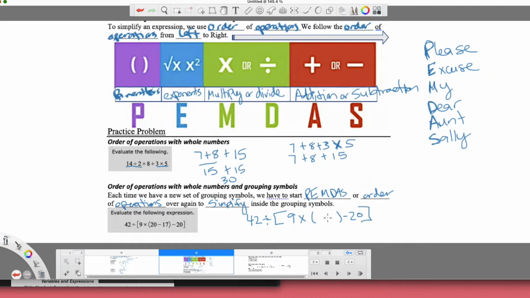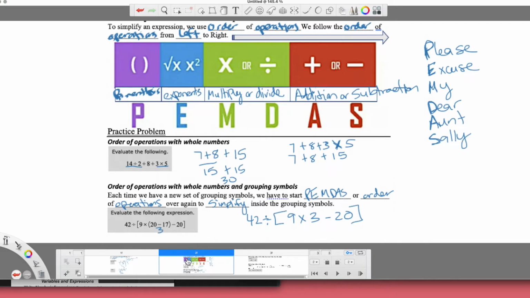So in order to simplify, to move past parentheses, I need to simplify everything within those parentheses, and then I can move away from it. So in here I have 20 minus 17, and I have 3. So really I don't need the parentheses anymore. Okay, so I can actually take the parentheses away and just write 3 minus 20 like this. Once I'm down to one number within the parentheses, they're no longer necessary.